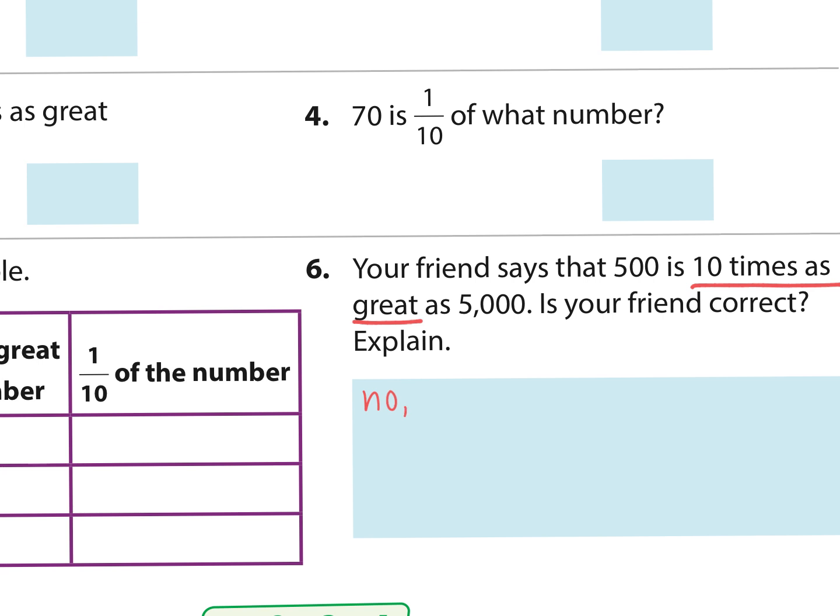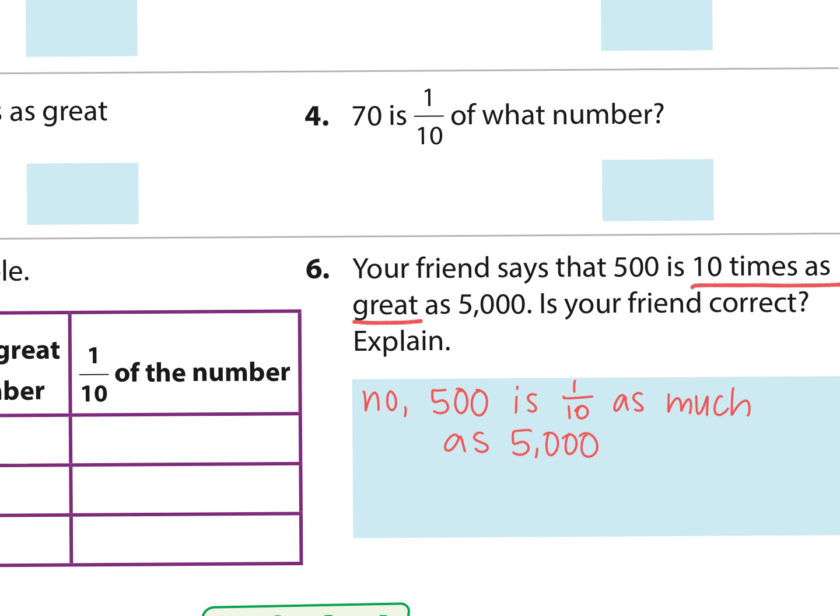To make this correct, because 500 is smaller, we would say that 500 is 1/10 as much as 5,000. We have to rephrase that. This is really important whenever we get to multiplying with fractions later on in math, because when you are multiplying fractions, it's making something smaller. Think about 1/10 of a number. Okay, 1/10 of a number is going to make that number smaller.